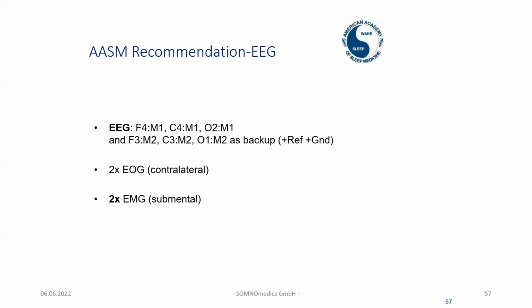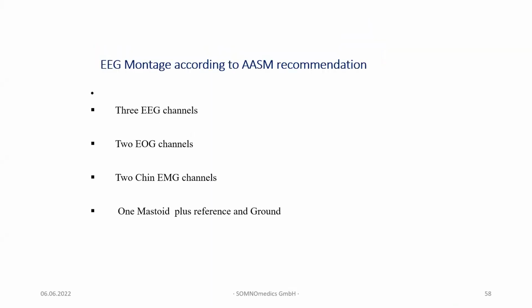Because what will happen during REM, there will be eye movements, which we will pick from EOGs, and there will be low chin EMG as compared to other stages of sleep. So again, what EEG montage AASM recommends is, basically it recommends 3 EEG channels, 2 EOG channels, and 2 chin EMG channels, 1 mastoid plus reference and ground. But obviously, if we have more EEG channels, it means if we have a backup, it is always better. If we have 6 EEG channels, it is always better.